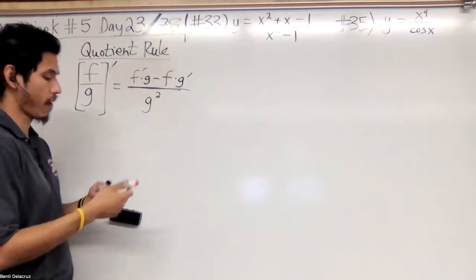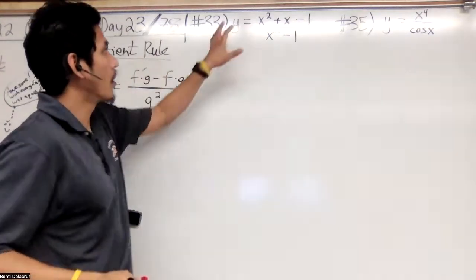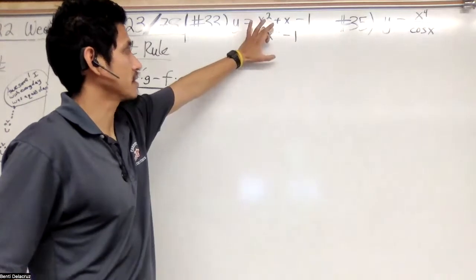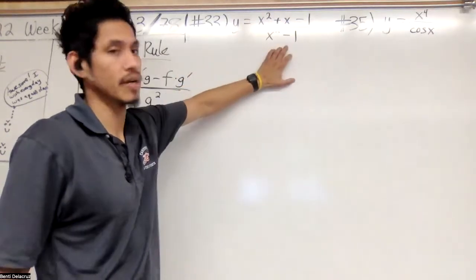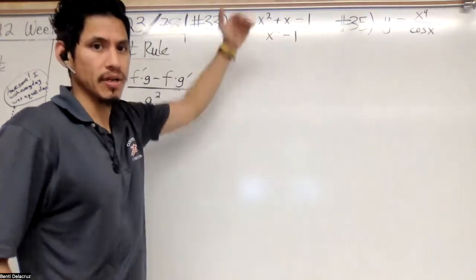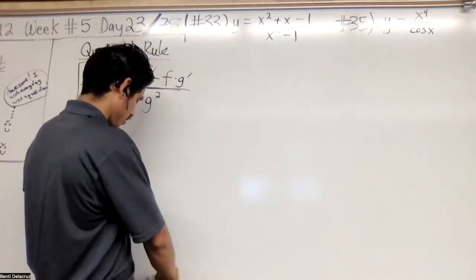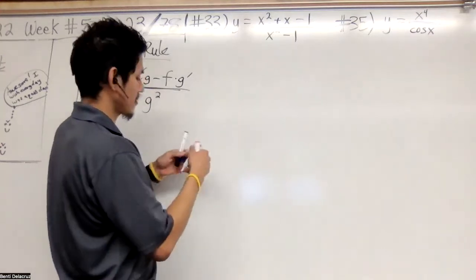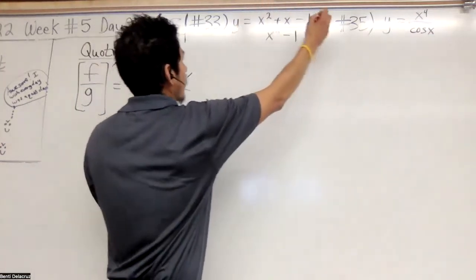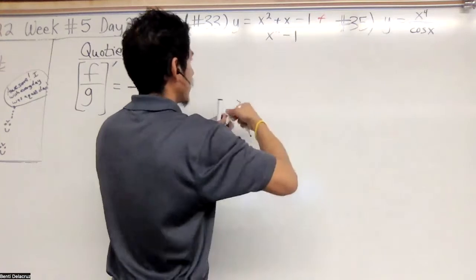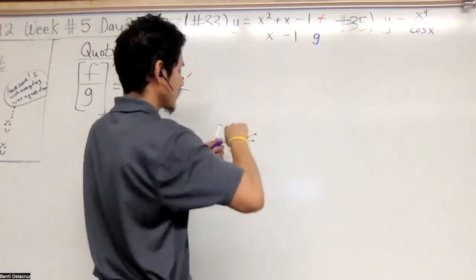Anyways, let's go through some examples. So here we have y is equal to x squared plus x minus 1 all over x squared minus 1. So the key is to recognize what your functions are. On top, we'll say we have our f function. Well, this is our f. And the bottom we'll call our g function.